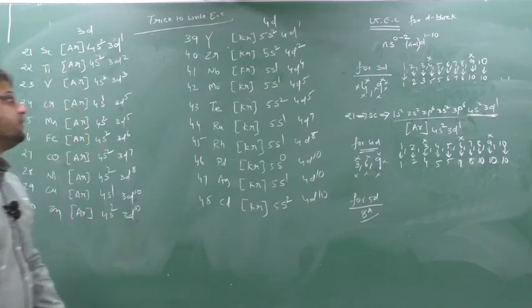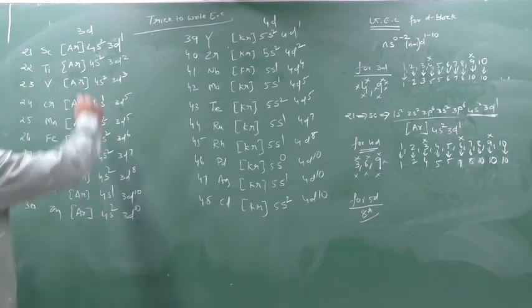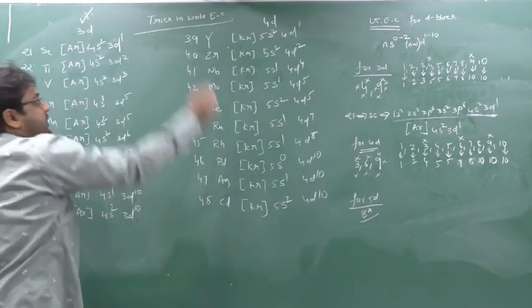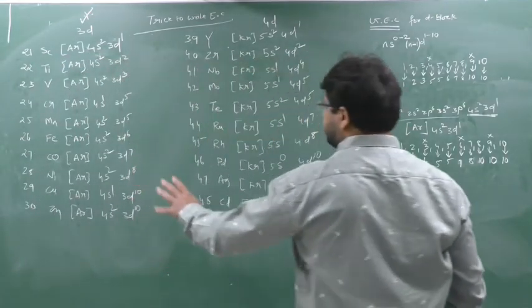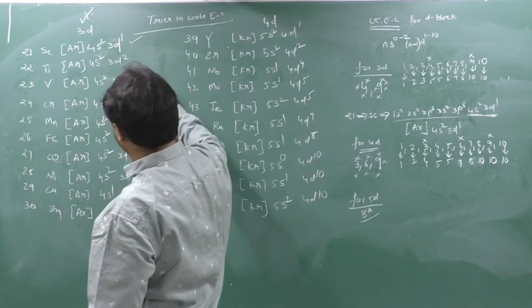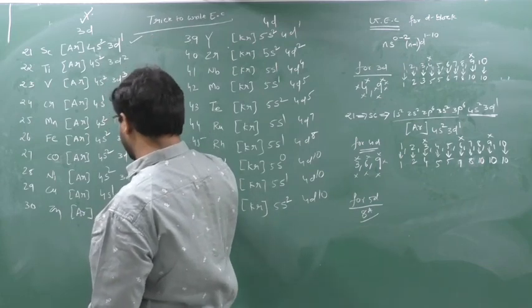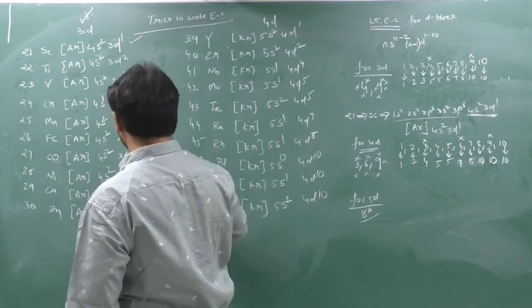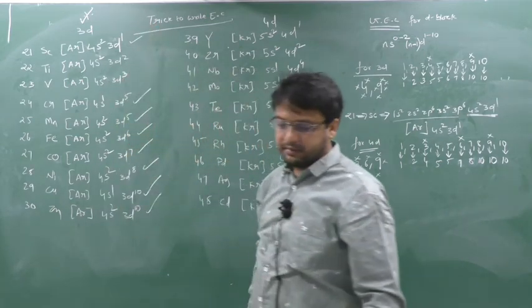So this is the electronic configuration of the 3D series and 4D series. This is important for us. This is only for your understanding, because a number of questions in VBT will come from this. Sometimes they ask scandium, chromium, manganese, iron, cobalt, nickel, copper, zinc. So you remember the 3D series is important.